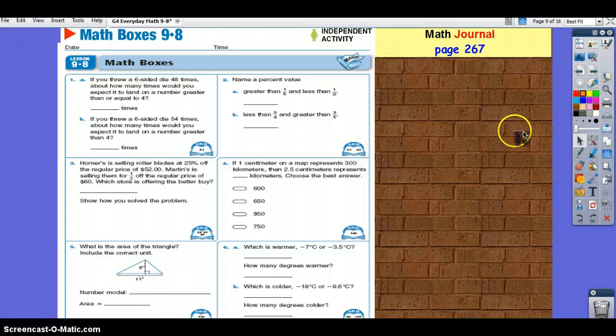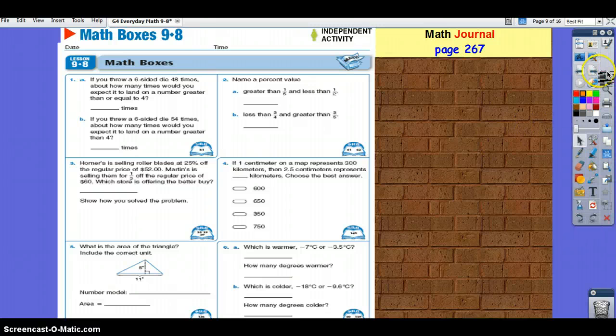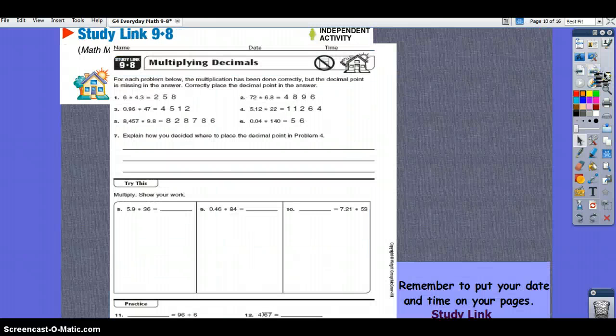You'll do Math Box 9.8 on page 267. These are good, if not great, review questions for you on the skills that we've been practicing all year. When you've completed it, go up to the answer key, correct it again, then come back to me if there's any problems. And the final thing you will do is the study link for 9-8. Please remember to do the practice at the bottom.